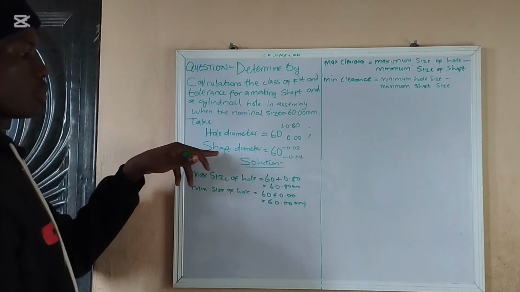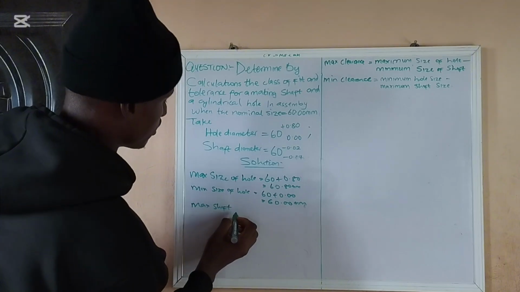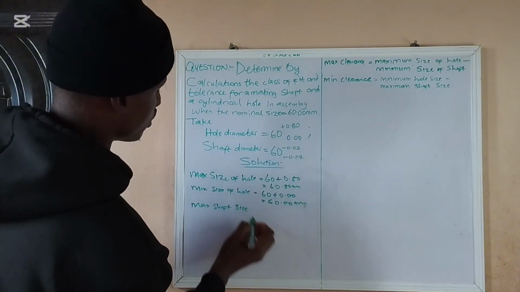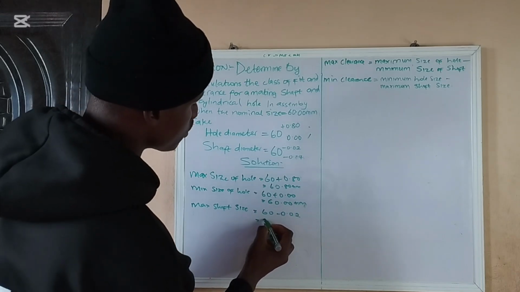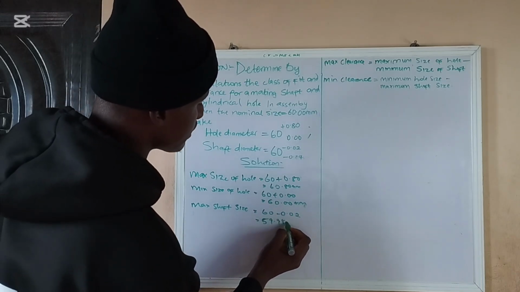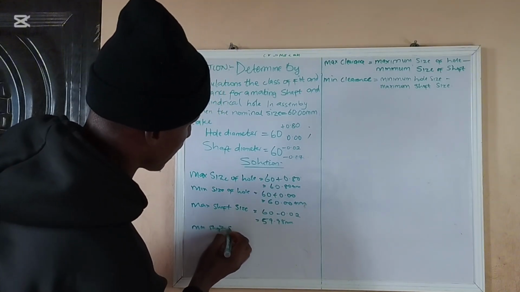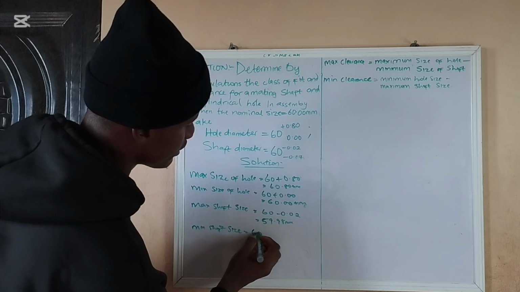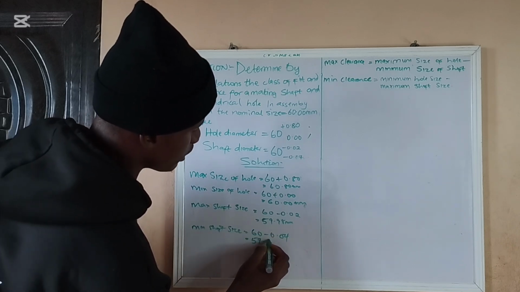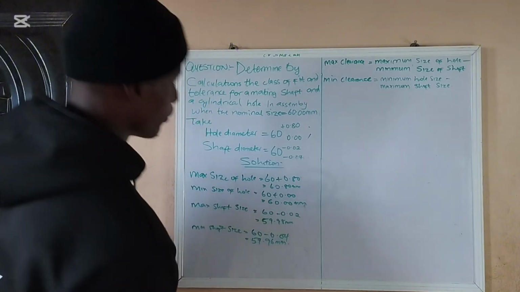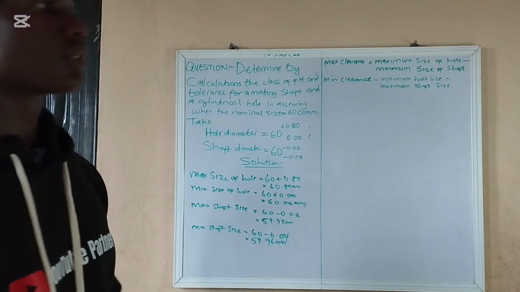Now we are going to move to the maximum shaft size, which is going to be 60 minus 0.02, and that is going to give us 59.98 millimeter. Then we move to the minimum shaft size, which is going to be 60 minus 0.04, which is 59.96 millimeter. So this is the first thing we are going to do in calculating the classes of fit.